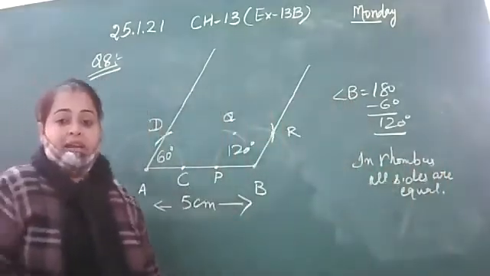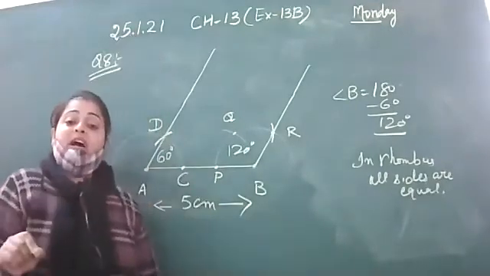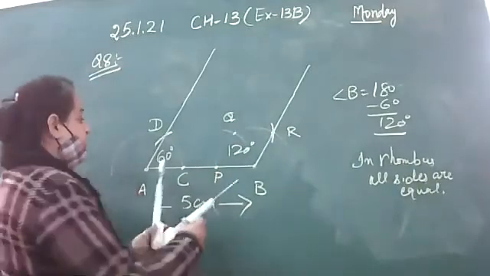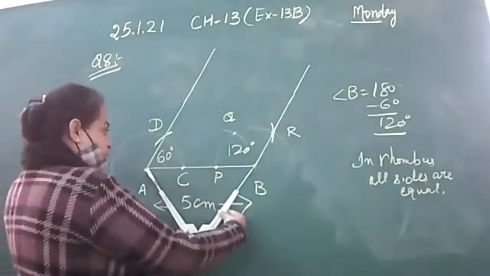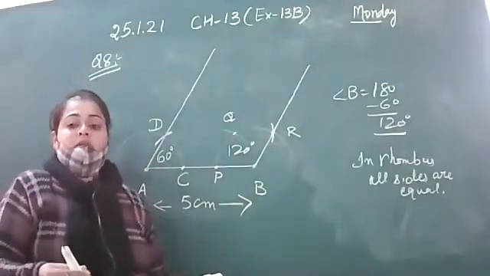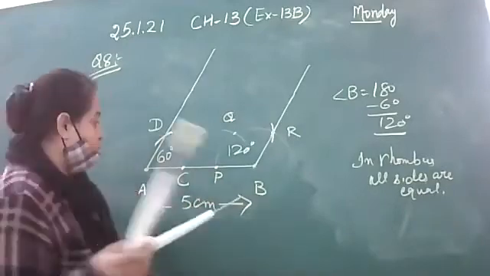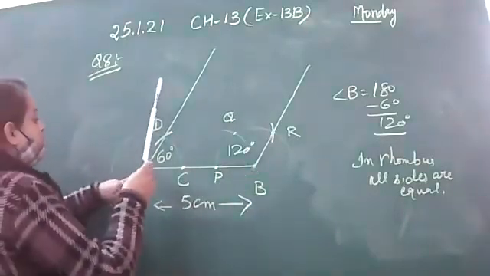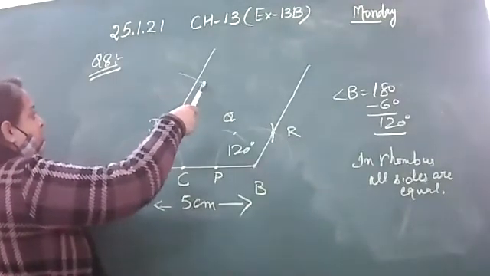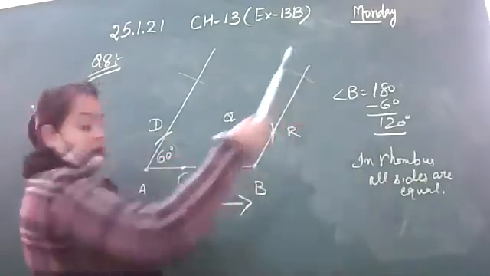So that's why we open our compass 5 centimeter. Because if this is 5 centimeter, then the rest of the sides are also 5 centimeter. Okay? That is why we opened it 5 centimeter. Now, again, put your compass at A, mark an arc. Put your compass at B, mark another arc. Now join.